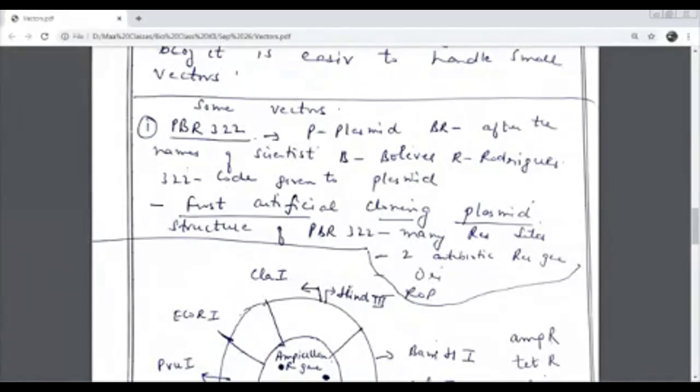There are many plasmids, so codes have been given to plasmids. So this plasmid of E. coli cloning is given a code. What is the number of that code? 322. Too important. This is very important because this was the first artificial cloning plasmid. This was the first artificially cloned plasmid. What do you mean by artificially cloned?